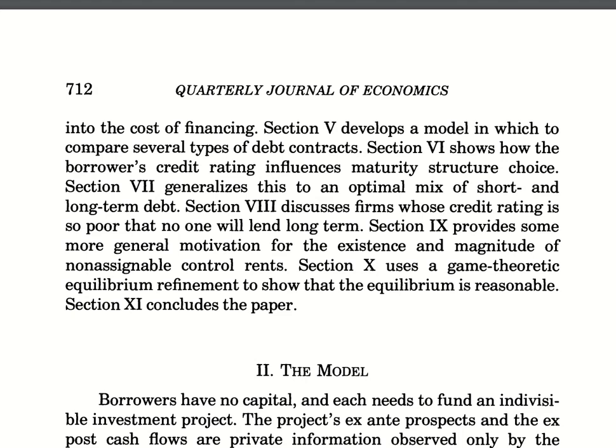Section 9 provides some more general motivations for the existence and magnitude of non-assignable control rents. Section 10 uses a game-theoretic equilibrium refinement to show that the equilibrium is reasonable. Section 11 concludes the paper.